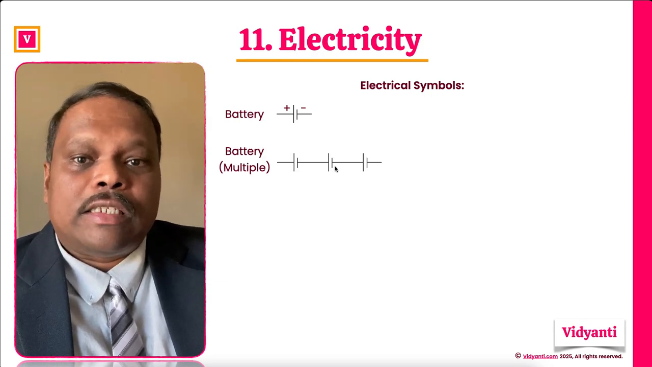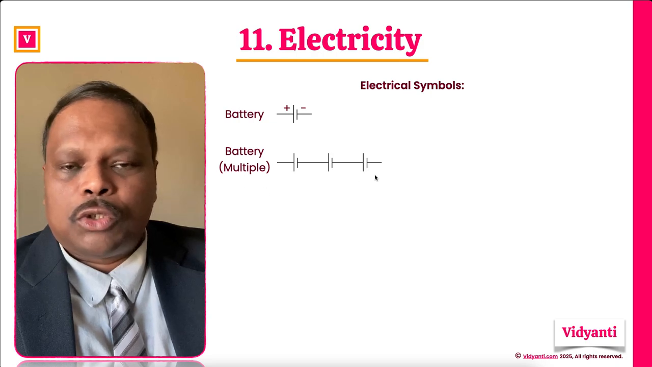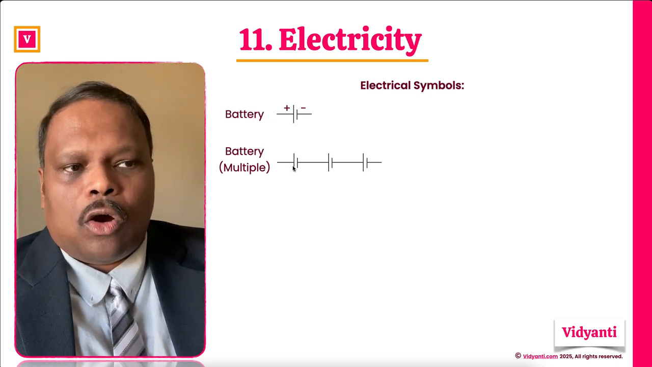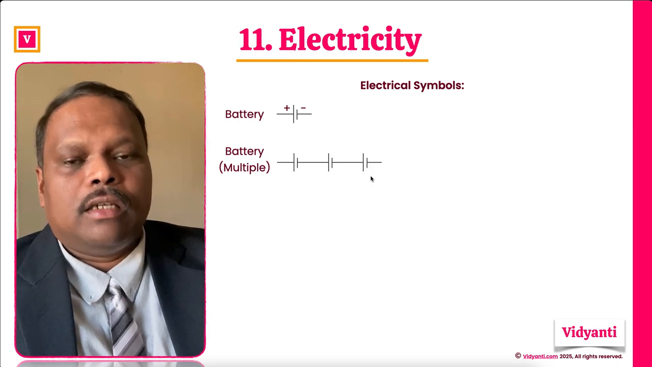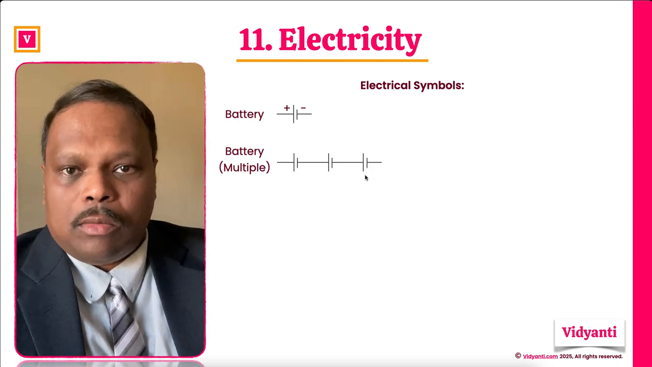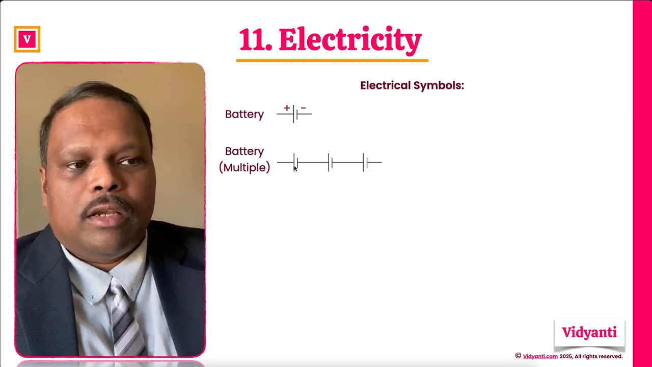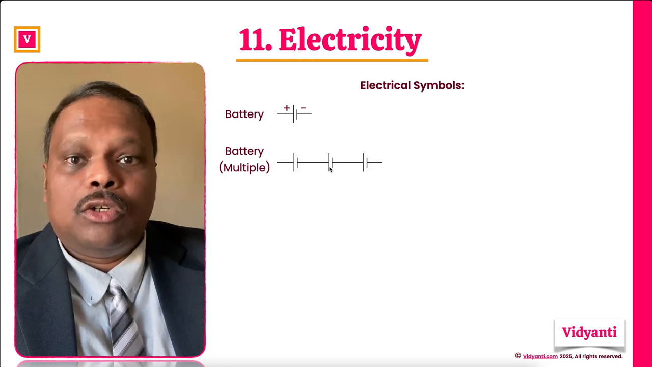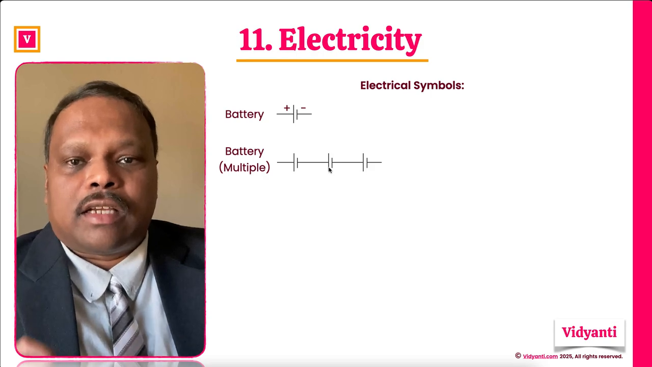If you have a series of batteries, then multiple batteries, then you can show them like this one. Make sure that all longer lines should be connected, indicating towards left direction, or they all must be towards left or all must be towards right. You cannot mix them. Here, if the longer line is towards left, here also the longer line should be towards left. Otherwise, the batteries are contradicting with each other, and that's kind of wrong.